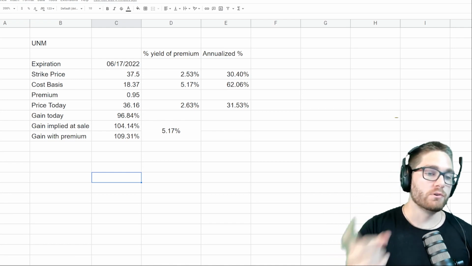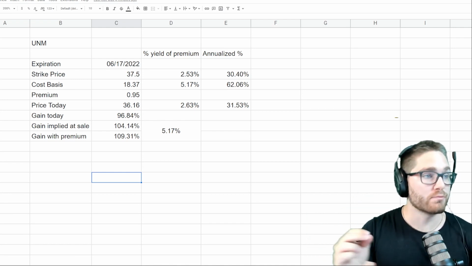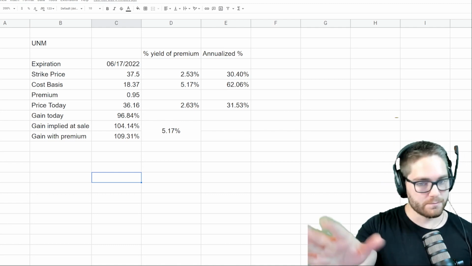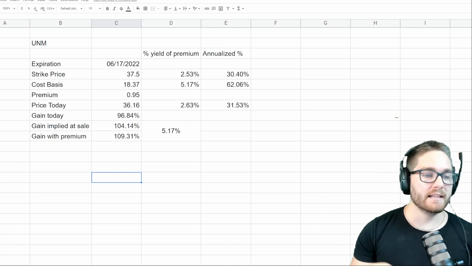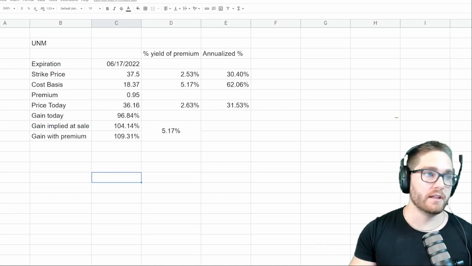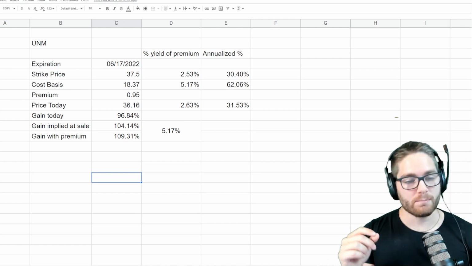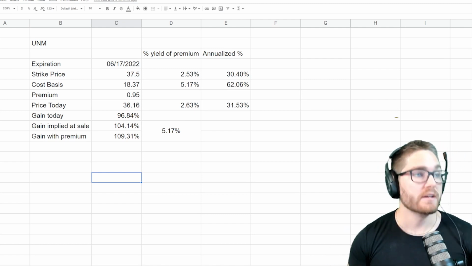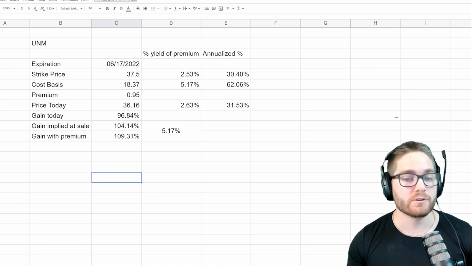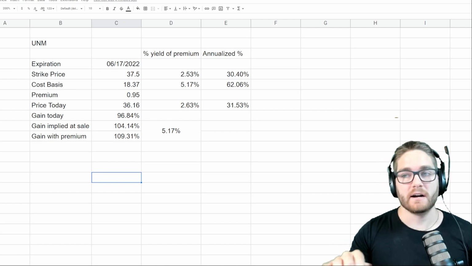Okay. I would ignore the cost basis yield. I just put that just for the sake of it. That's not actually how you should really think about it, but I just put it in there. So I would highlight the strike price yield and the price today yield. So the annualized return is 30.40% and the annualized return for the price today is 31.53%. So that's a very good annualized rate of return. And thus the premium today is, I would consider significant.